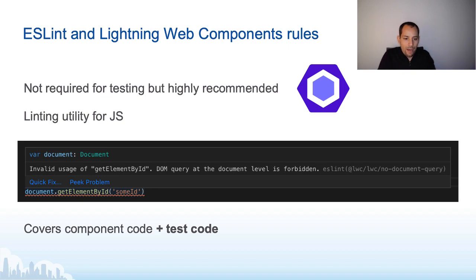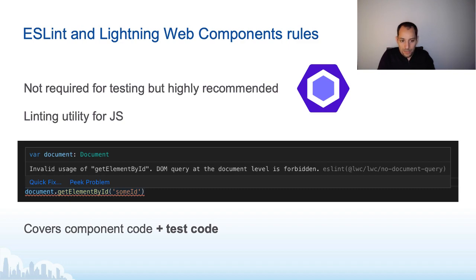In the screenshot you have here, this is an example of what linting does when it's integrated with an IDE. So here you can see a screenshot of Visual Studio Code with a linting error. And this particular rule here that we have added, which is specific to Lightning Web Components, checks that we're not retrieving elements by their ID.